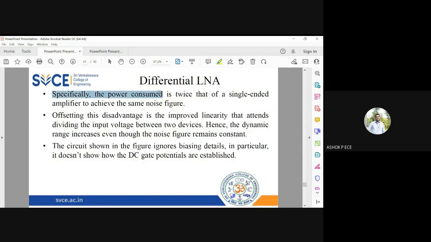Power consumed is twice because I have two single-ended amplifiers to achieve the same noise figure. So power consumed is high, but the noise figure is going to have a very decent number that is going to make this differential a potential candidate for the design of low noise amplifiers. And even the dynamic range is also going to increase even though the noise figure remains constant.